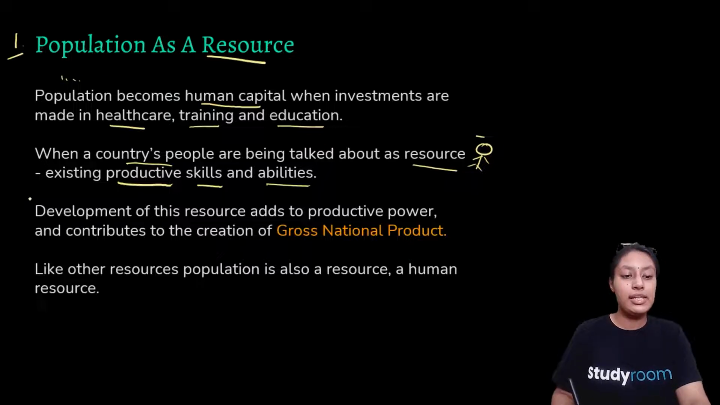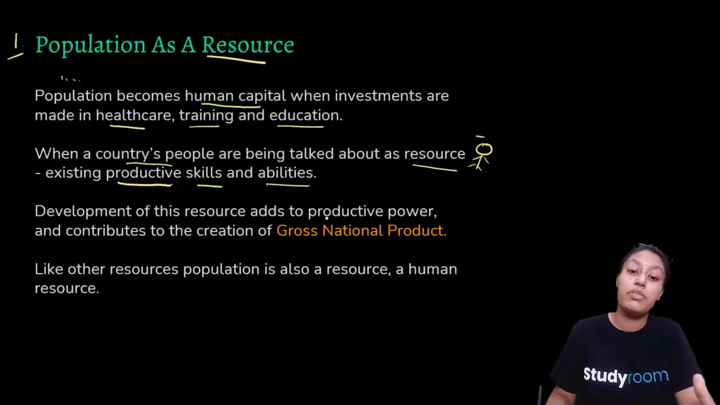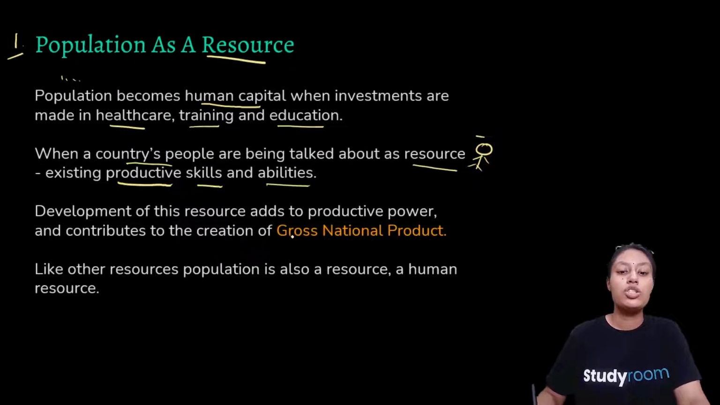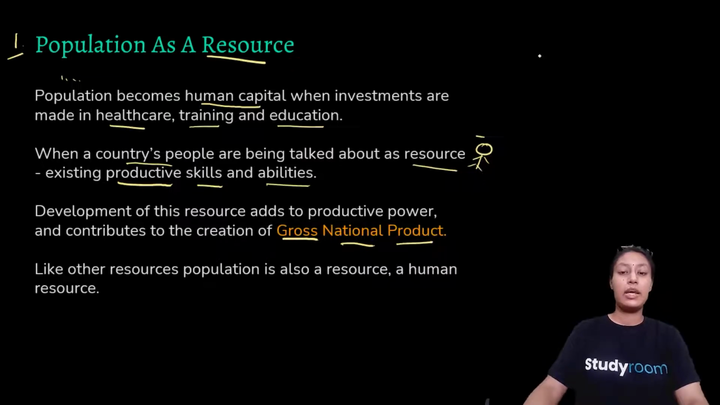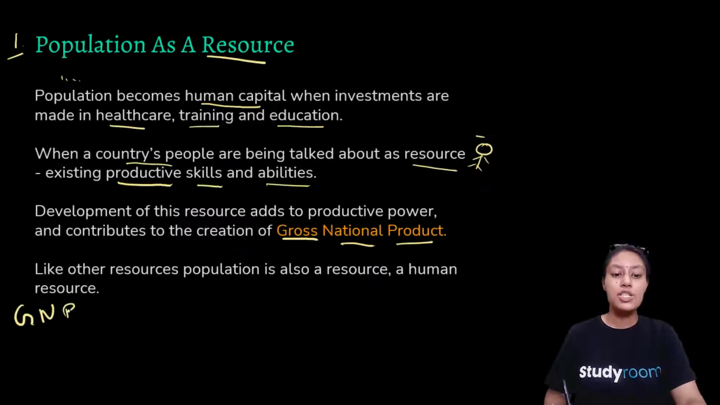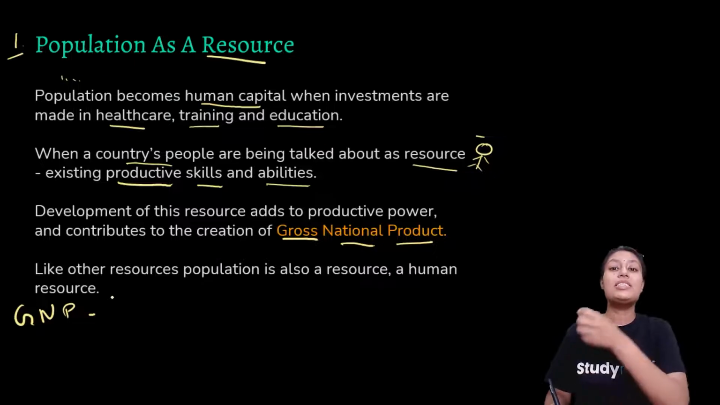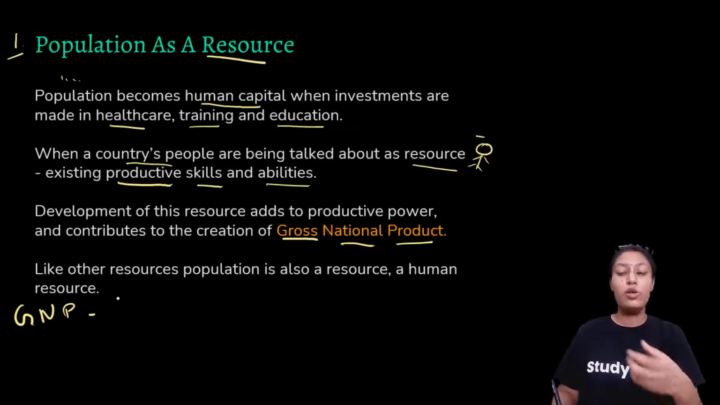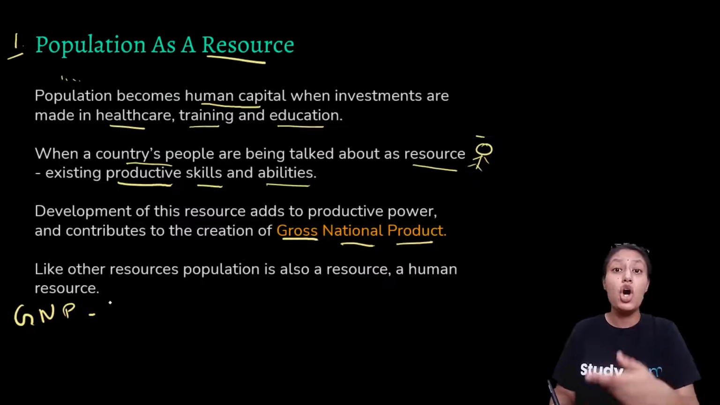Now, our third point in this is that development of resources adds to productivity power. Obviously, if humans are being given what they need in terms of capital, the productivity power will definitely increase, and it leads to a contribution to gross national product. Now let's understand what GNP, Gross National Product, is. GNP is the total value of finished goods or services provided by a country within 1 year.